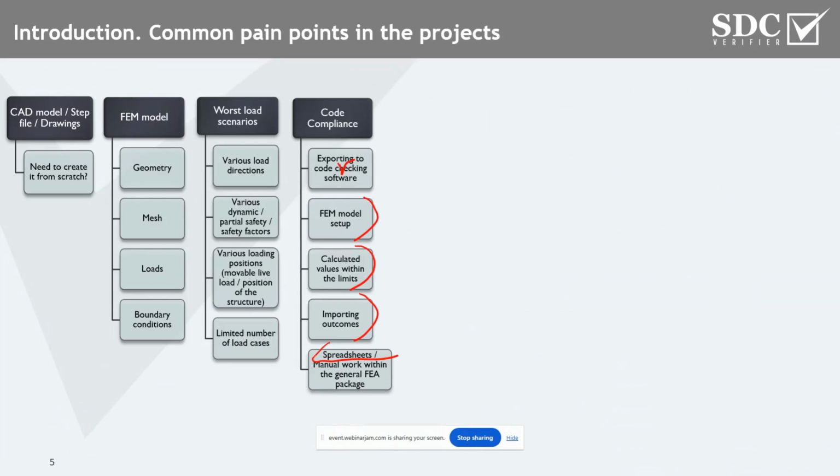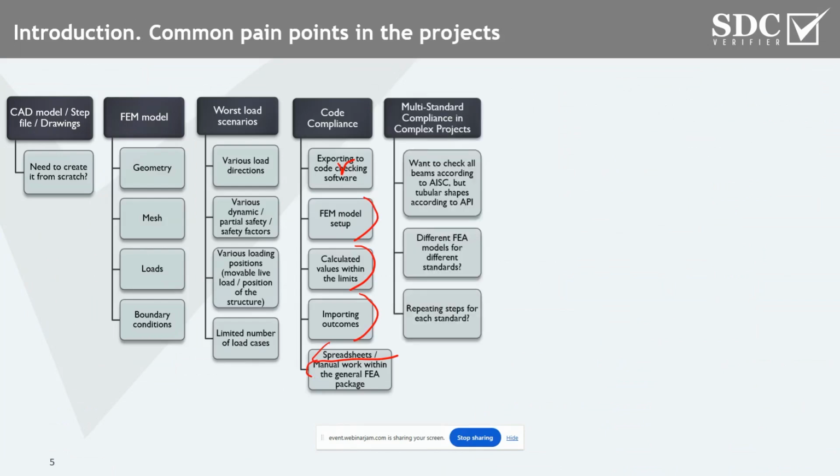And that brings a lot of pain points, I would say, because then you need to do a lot of manual work within your general FEA package. But then we have a big question. What if we have not just one code, but multiple standards in your more complex projects?